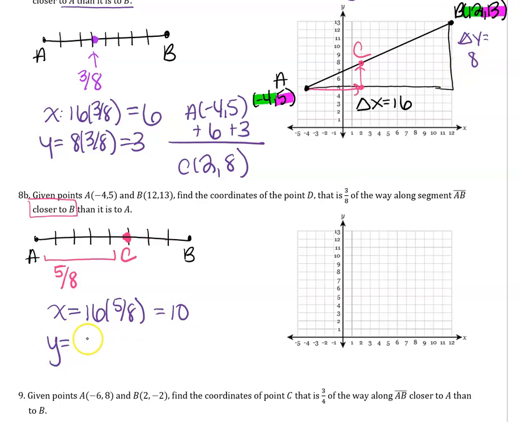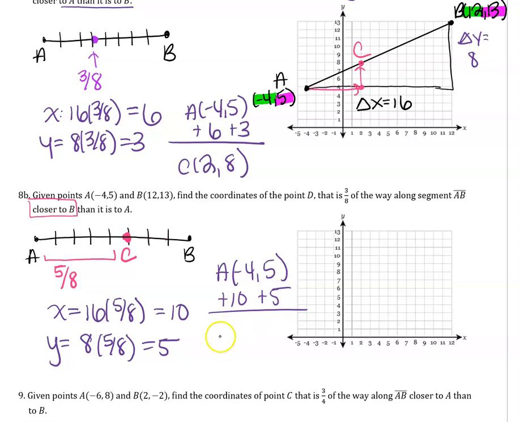Same thing with my y's. My y's changed by 8. I'm going to multiply by 5/8. So those would drop out, and that leaves me with a 5. Now starting from A, which has the coordinate -4, 5, I'm going to add 10 to my x's, add 5 to my y's, and that ends up with 6, 10.